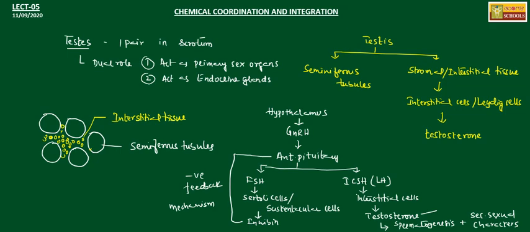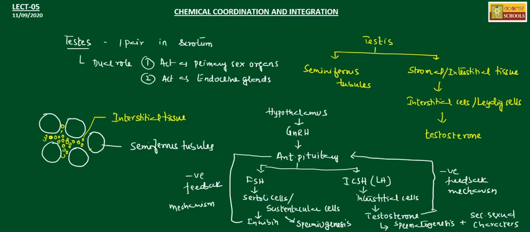This testosterone, if it is produced in excess quantities, can also tell the anterior pituitary to stop the production of FSH and ICSH. So this is again a negative feedback mechanism. The Sertoli cells also help in spermiogenesis. Right, so this is how the hypothalamus producing GnRH stimulates the anterior pituitary, where FSH and ICSH are released and have their effect on the testis.